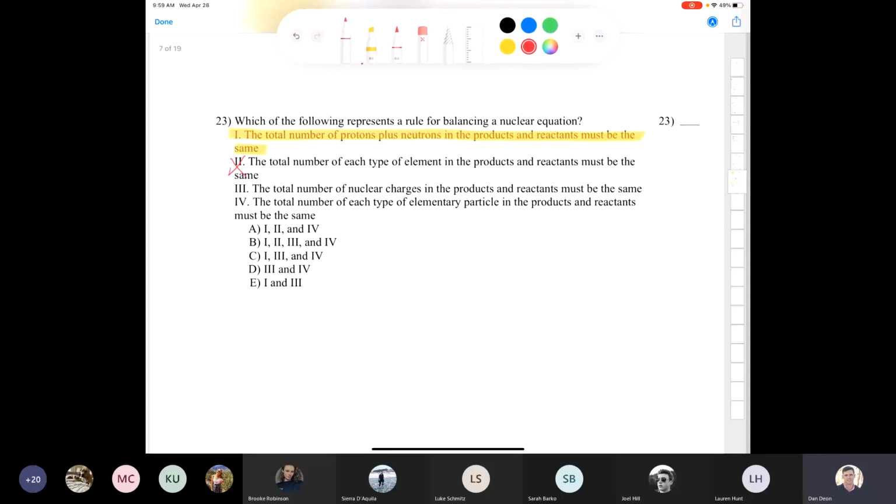Bullet point 3, it says the total number of nuclear charges in the products and reactants must stay the same. Yes, we have to balance our charges. That is correct. And then number 4, the total number of each type of elementary particle in the products and reactants must be the same. Absolutely not. Right? If we have a parent nuclide, it can yield maybe a beta particle and a daughter nucleus. So no, they're not going to be the same on each side. So there we go. So the answer is number 1 and number 3. Is that one of the answers? Yep, there we go. 1 and 3. So again, you need to know how to balance nuclear equations in order to complete exam number 5.